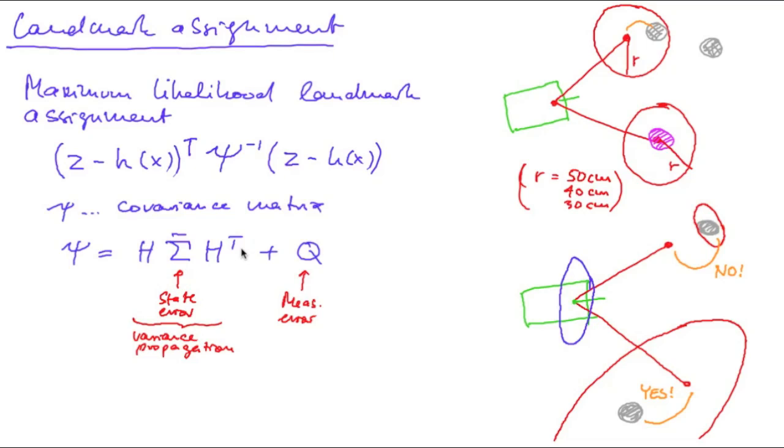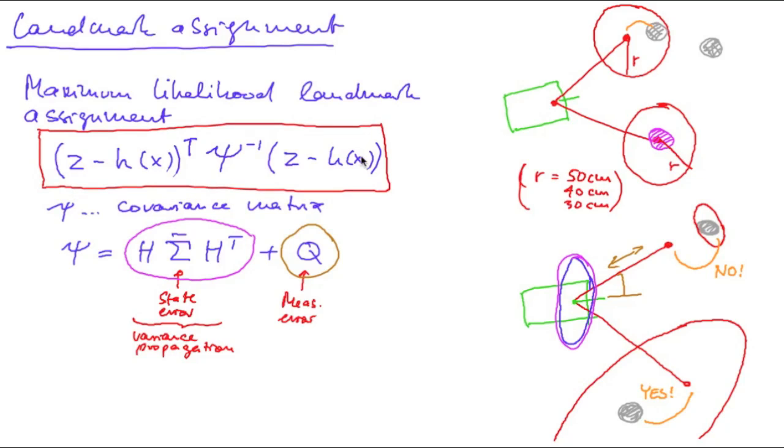And so I add those up. So basically, this part is due to my error in the state, whereas this part is my error which results from my measurement. So I bring those two together and I compute this value and then use a threshold to accept the measurement based on this error. So this should be smaller than a threshold.